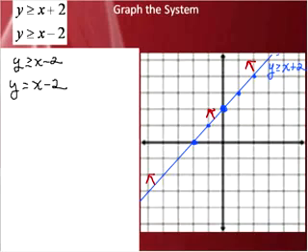So my slope here is 1 over 1, and my y-intercept is negative 2. And I can write that as the ordered pair 0, negative 2. So I'm going to graph 0, negative 2 on my coordinate plane. And then I'm going to go up 1 and over 1, up 1 and over 1, and you can see what this graph looks like.